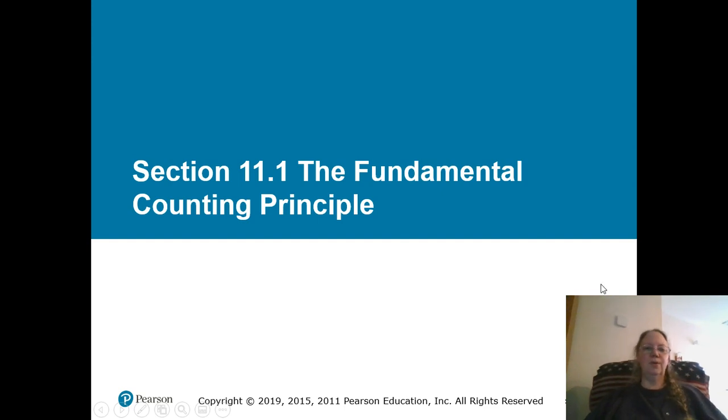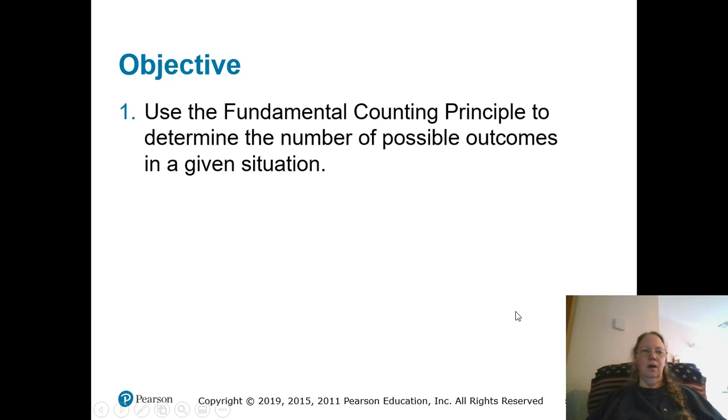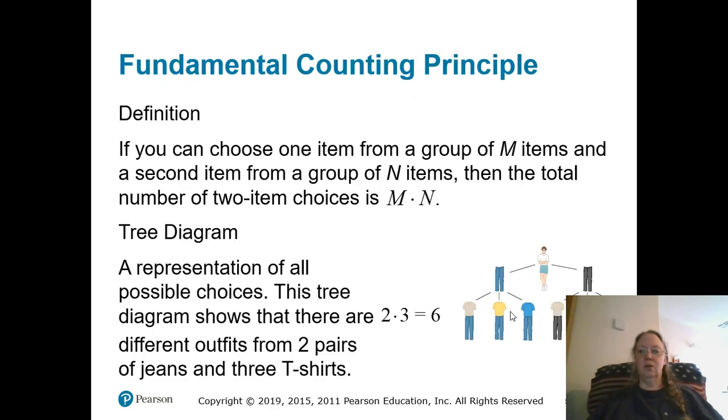All right, guys, we are going to be talking about section 11.1, which is the fundamental counting principle. We're going to be talking about specifically objective 1, which is the fundamental counting principle. We're going to use it to determine the number of possible outcomes in a given situation.